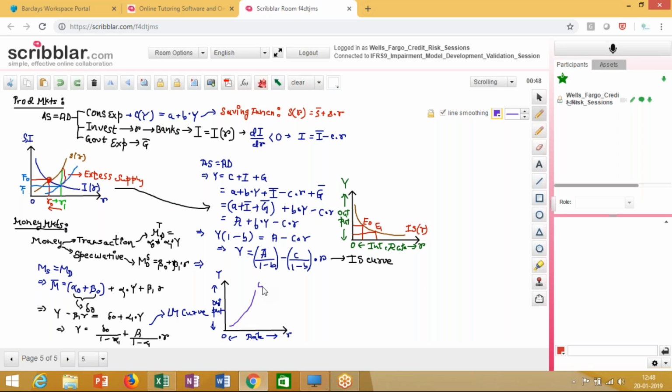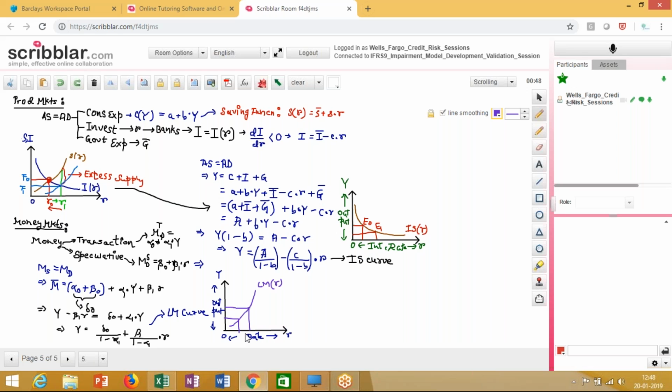So this is called your LM graph, which is a function of the rate of interest. So over here, what we have is a lower rate of interest, the output will be lower, and as the rate of interest increases, the output will be higher. So over here, we can see that in these two sectors of the economy, we have two different relationships operating.